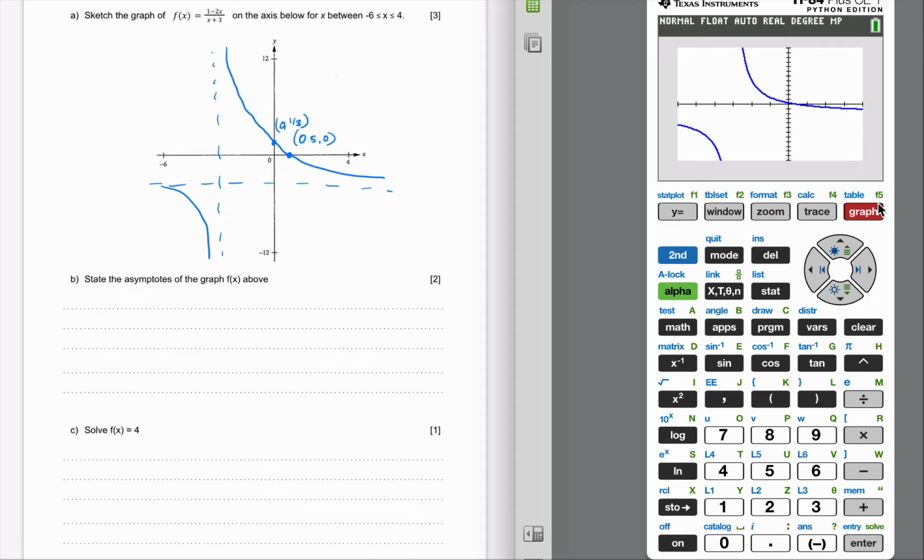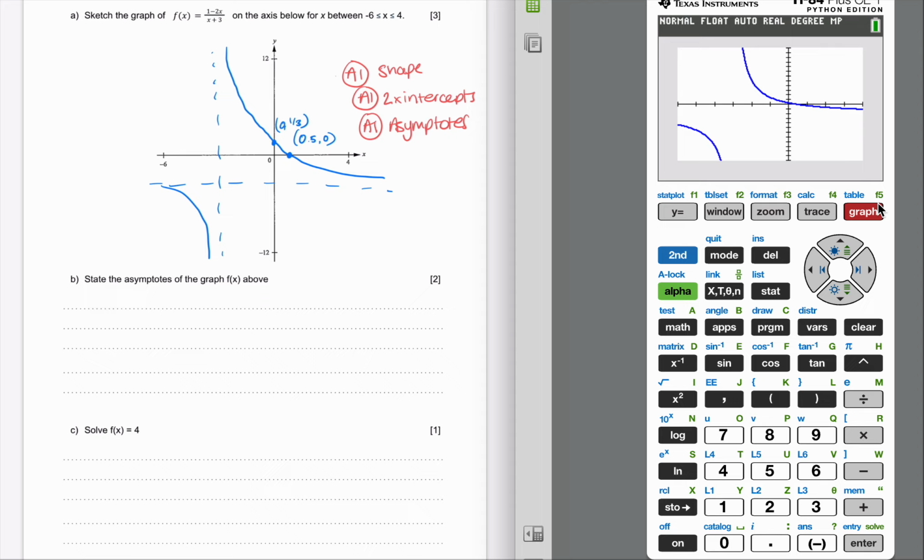So this is 3 marks. 1 is for the shape, 1 is for the 2 intercepts labeled, and the third one here is for identifying the asymptotes, which should also be labeled with an equation. Okay, and actually if we look down to question B, the first part of the question is to find these asymptotes.